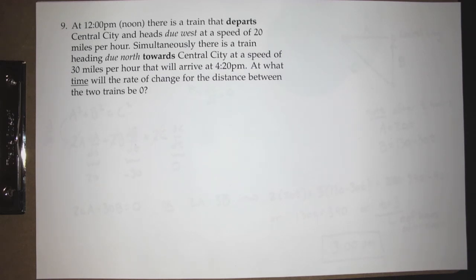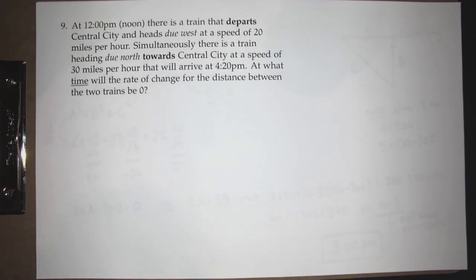At 12 noon, there's a train that departs Central City and heads due west at a speed of 20 miles per hour. Simultaneously, there's a train heading due north towards Central City at a speed of 30 miles per hour that will arrive at 4:20 p.m. At what time will the rate of change for the distance between the two trains be 0?